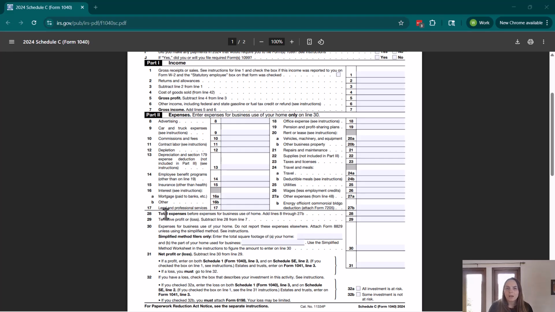Okay, so back to line 21, now that I went off on a little side quest there. Repairs and maintenance. This is repairs and maintenance for your office, your shop, or your machinery, all that good stuff. Supplies: you don't want to include the supplies that we're going to have in the cost of goods sold section because that goes elsewhere on the tax return. But any sort of supplies that you have.